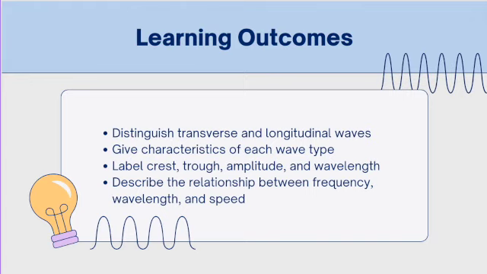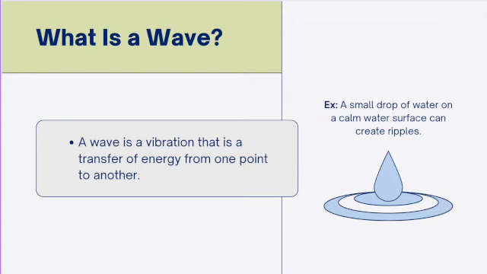Now, before we do all that, we have to know what a wave is. A wave is a vibration that is a transfer of energy from one point to another. This can look like heat waves, sound waves, light waves. They come in many different forms, shapes, types. But in its most simple definition, it's a vibration that is transferring energy without necessarily moving matter from one place to another.